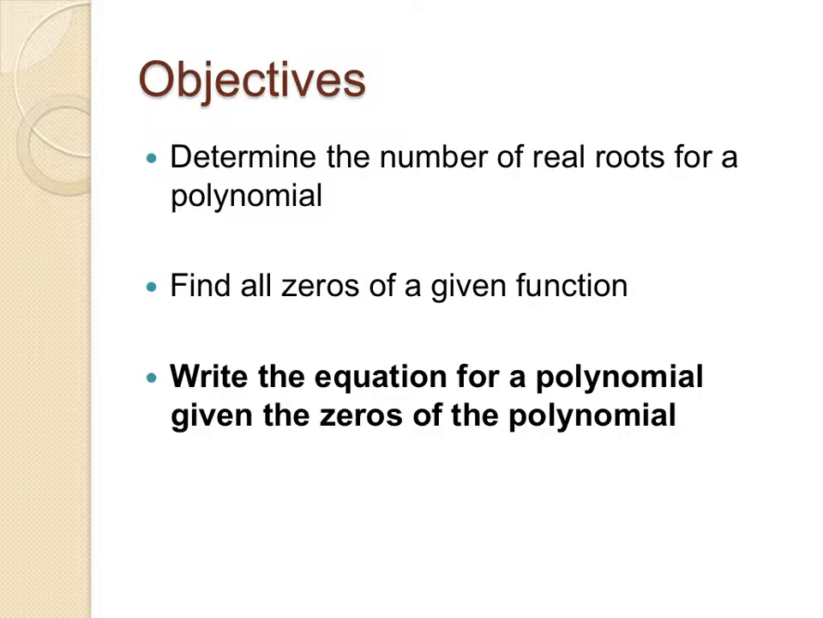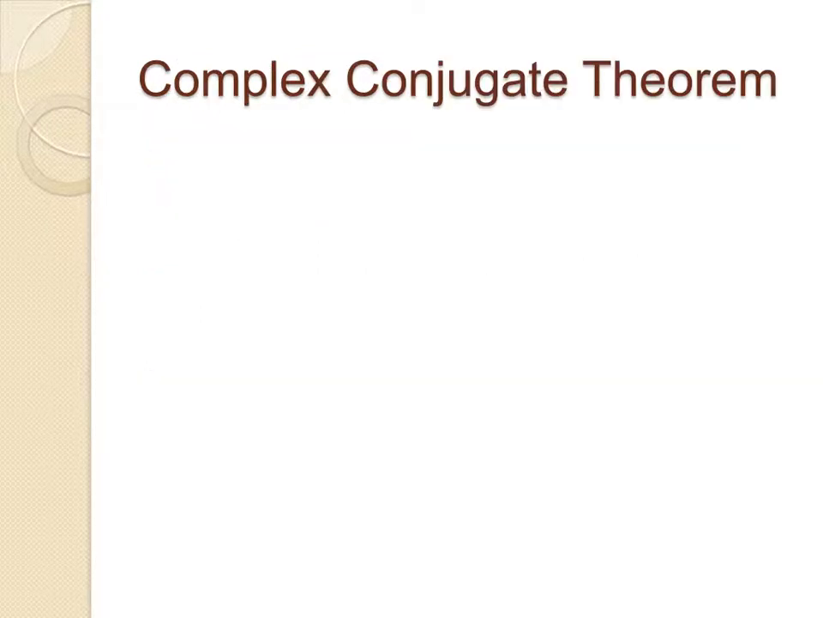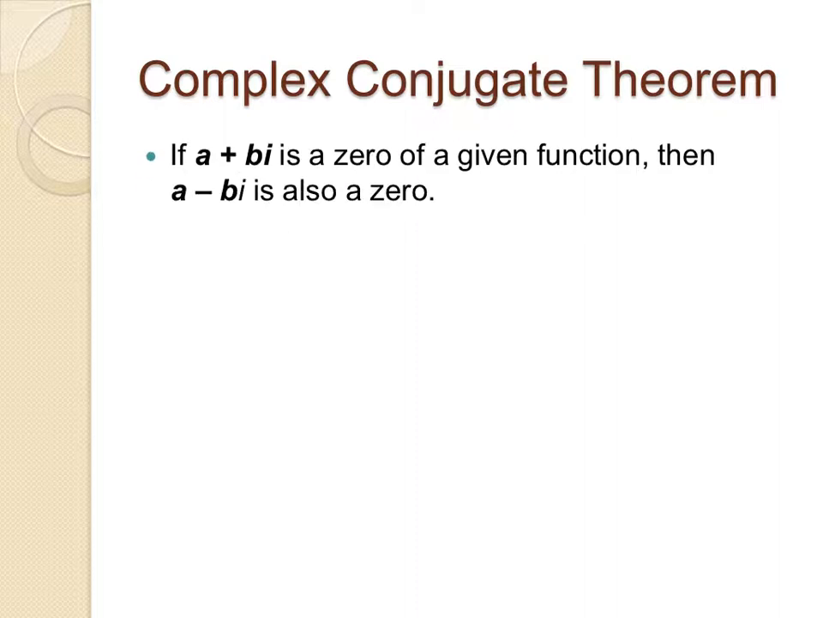Okay, last thing, we're going to write the equation for a polynomial given the zeros. So first thing is the complex conjugate theorem. If a plus bi is a 0 of a given function, then a minus bi is also a 0.